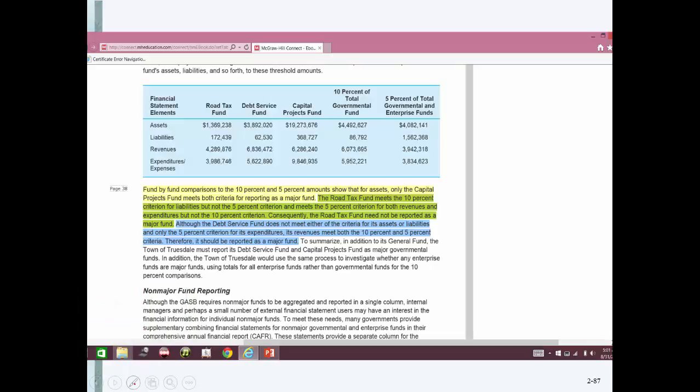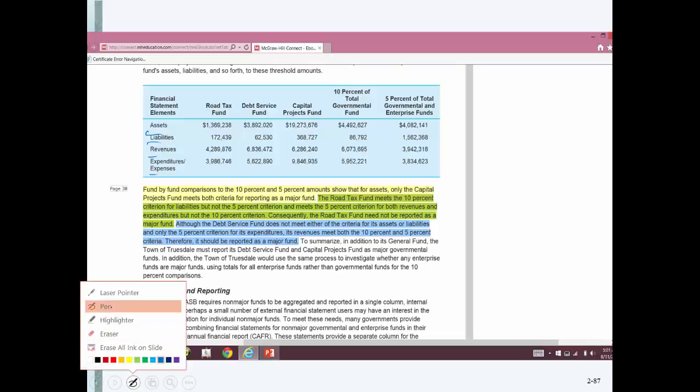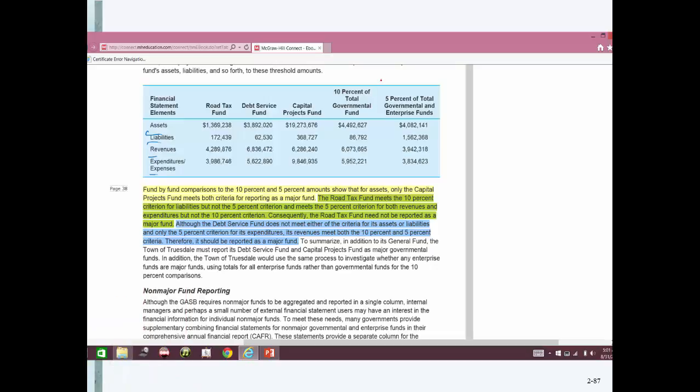Okay, this 10% threshold, they do it for assets, liabilities, revenues, expenses, expenditures. They took all of these, say, assets. Let's just start with assets. Okay, and they took all of the assets of all of the governmental funds, and they multiplied that number by 10% to come up with that 10% threshold. And what makes this a little confusing is they're not showing you all the governmental funds that they use to come up with this 10% number, right? So that gets a little confusing because you want to just add up those funds and multiply that by 10% to come up with this number, and you won't be able to do that.